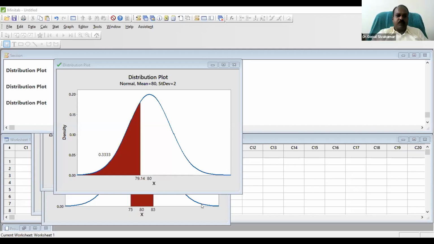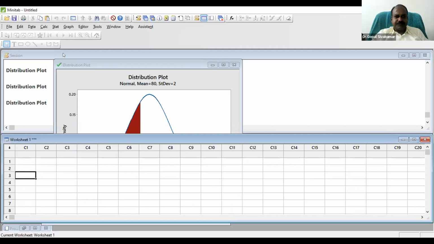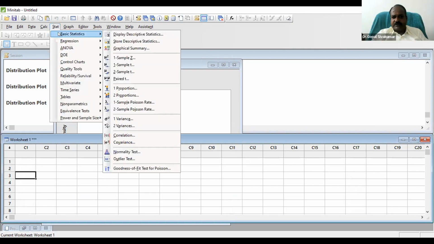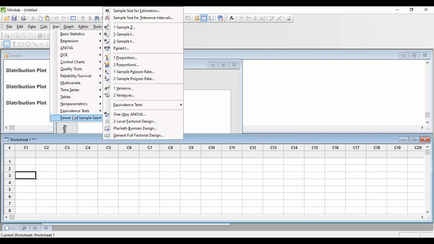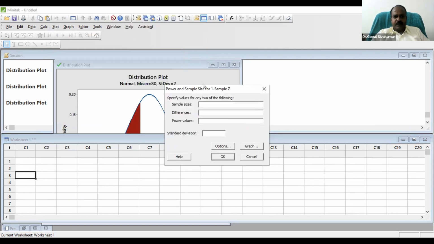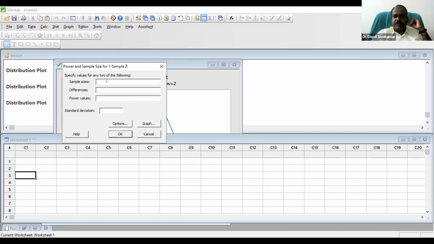So I'm going to Minitab again. Please confirm, can all of you see my Minitab? Yes, sir. Go to Stat, go to Basics, not Basic Stat. We need sample size now. Go to Stat, come down to the last option where you can see Power and Sample Size. Now choose 1 Sample Z test. Now Minitab, these options are showing. First option, sample size. This is what we want to know.